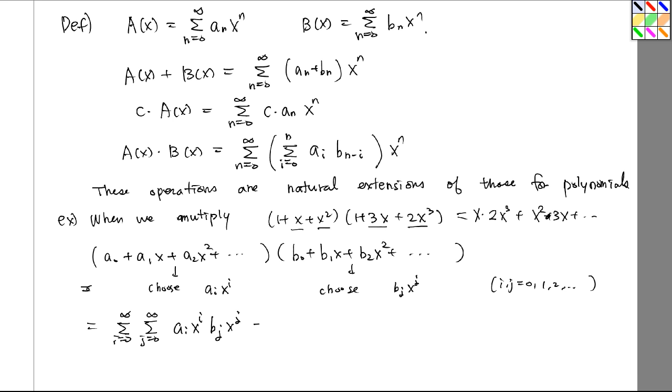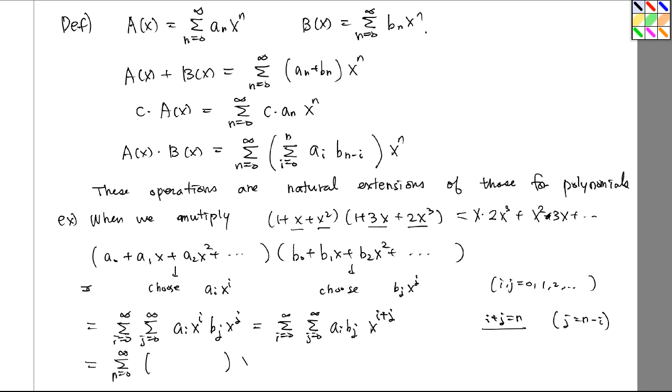Okay, and then we can multiply the two, a_i b_j x to the i plus j. Now we let i plus j equal n. In other words, j is n minus i. So here, we collect them from i for n.